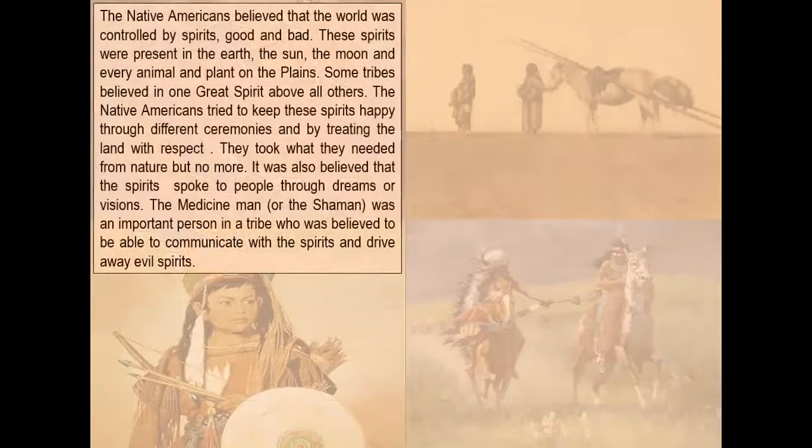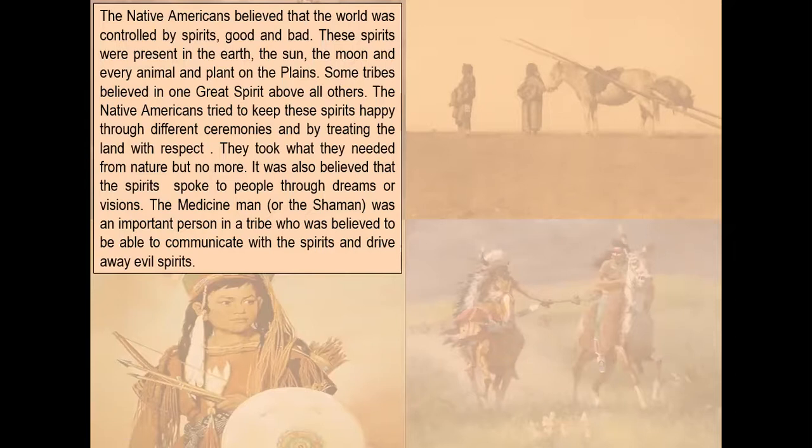The Native Americans believed the world was controlled by spirits, good and bad. These spirits were present in the earth, the sun, the moon, and every animal and plant on the plains. Some tribes believed in one great spirit, Wakantanka, above all others. The Native Americans tried to keep these spirits happy through different ceremonies and by treating the land with respect. They took what they needed from nature, but no more. There's some differences in that one, but we'll come on to that.